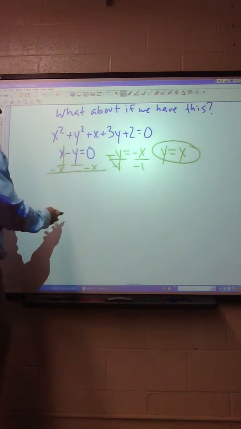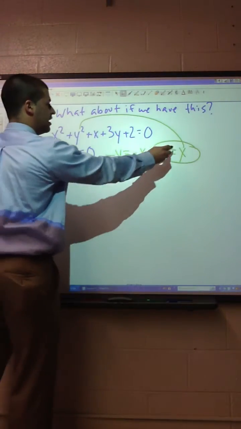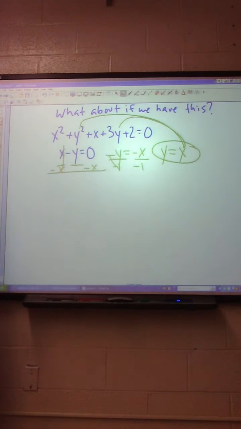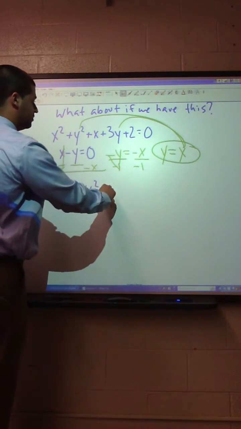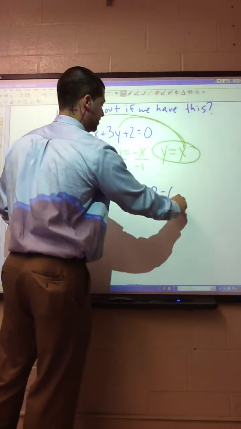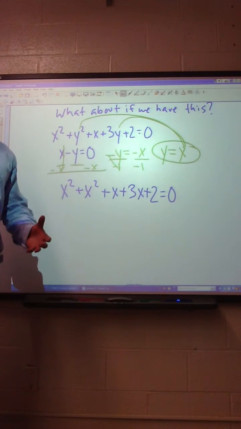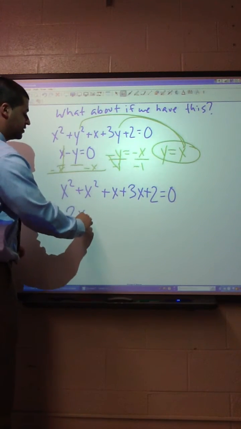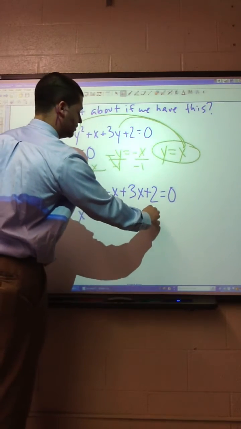Let's plug it back in. If we take x and plug it in everywhere y is in this equation, we should come out with something fairly useful. So we'll have x squared plus x squared plus x plus 3x plus 2 equals 0. All we've done is plug in like we normally would with substitution. Now let's combine our like terms. 2x squared plus 4x plus 2 equals 0.